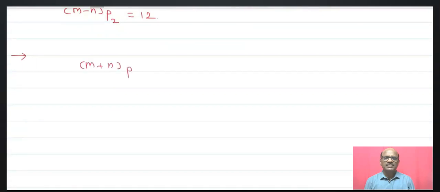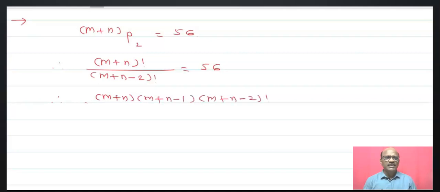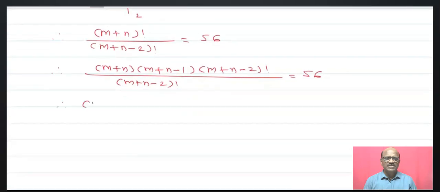Therefore, m plus n P2 is equal to 56, and now this can be written as (m plus n) factorial upon (m plus n minus 2) factorial is equal to 56. Now we can simplify. It is like this: (m plus n)(m plus n minus 1)(m plus n minus 2) factorial upon (m plus n minus 2) factorial is equal to 56, and these two terms get cancelled.